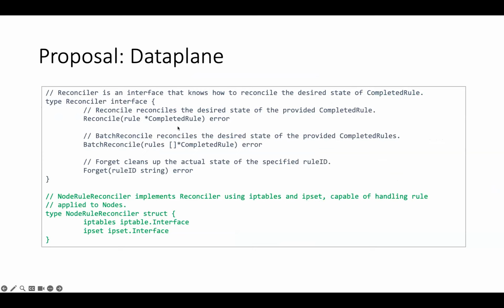And we could still reuse the same interface we already have in the network policy controller. The data structure of the rule could remain unchanged because the only thing changed for node network policy is that the target member of the completed rule would be node instead of pod. And we will have another implementation of this interface using iptables and ipset. It will be responsible for realizing node network policy rules.